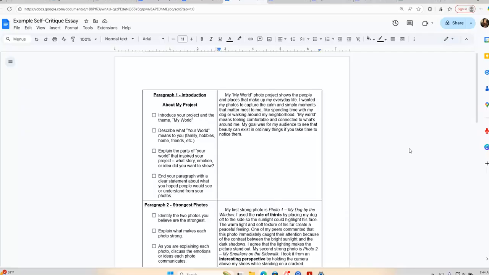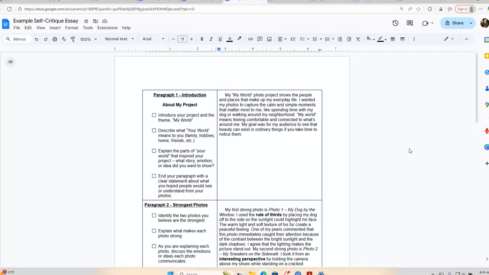My World photo project shows the people and places that make up my everyday life. I wanted my photos to capture the calm and simple moments that matter most to me, like spending time with my dog or walking around my neighborhood. My world means feeling comfortable and connected to what's around me. My goal was for my audience to see that beauty can exist in ordinary things if you take time to notice them.